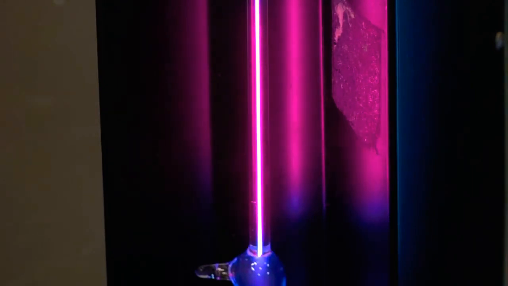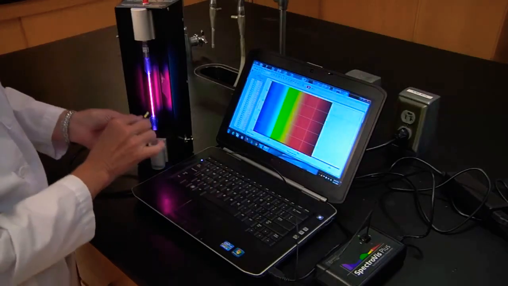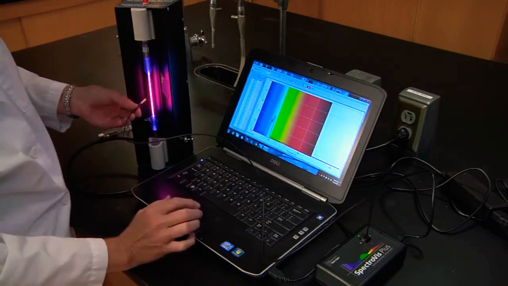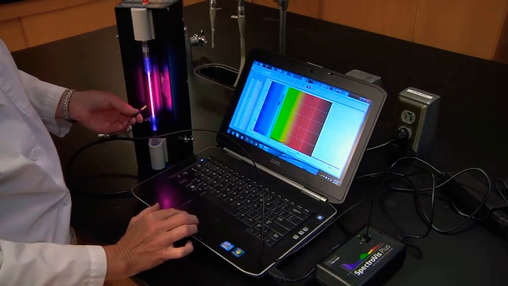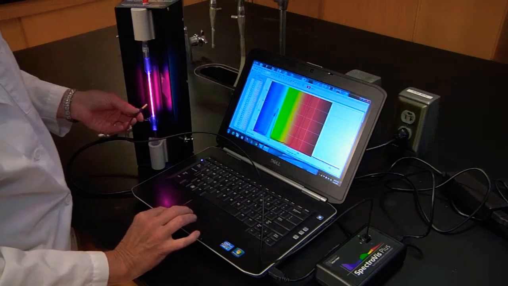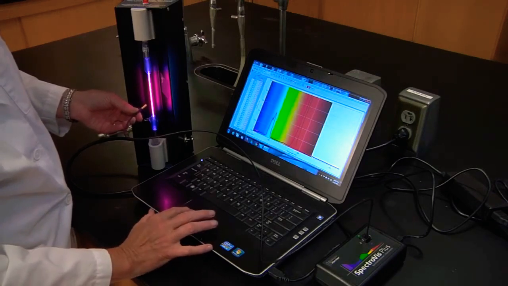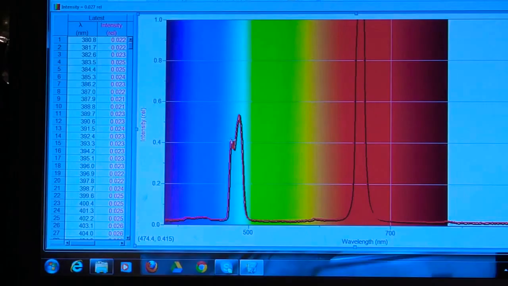So we're going to put our fiber optic cable next to the light, and you can see what wavelengths are being emitted. So here you can see three very distinct peaks, and that makes up the fingerprint for hydrogen.